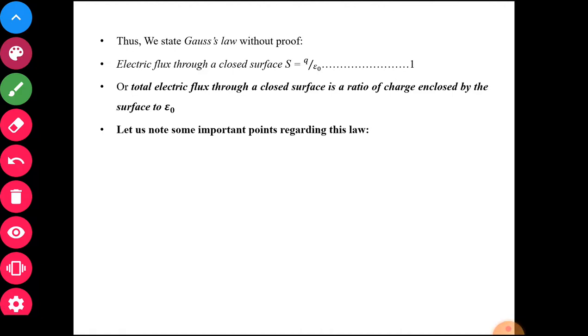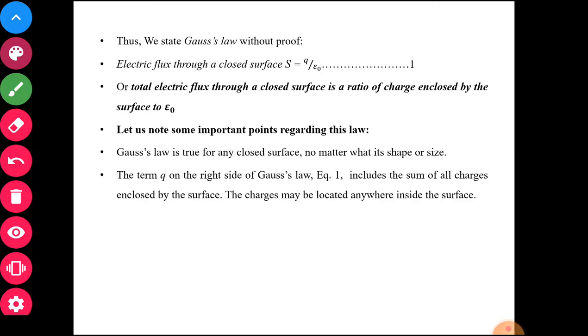Let us note some of the important points regarding this law. Gauss law is true for any closed surface, no matter what its shape or size. The term q on the right side of the Gauss law in this equation which we have derived includes the sum of all the charges which are enclosed by the surface. The charges may be located anywhere inside the surface.